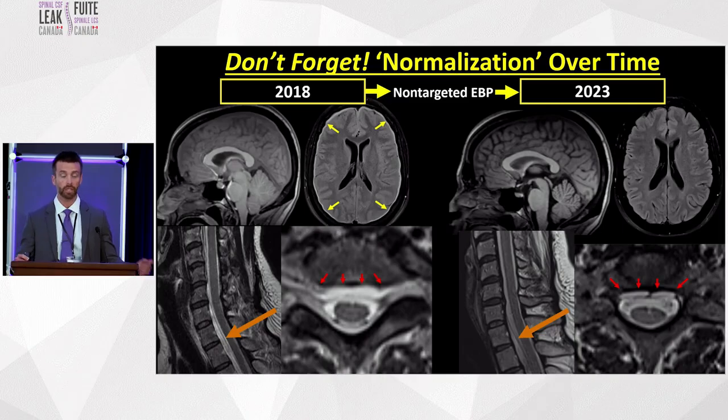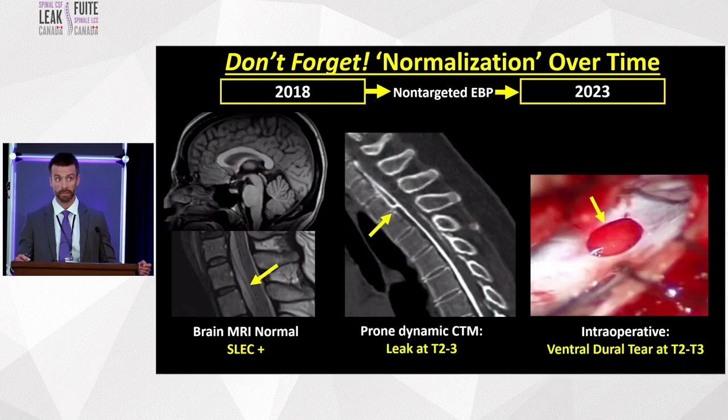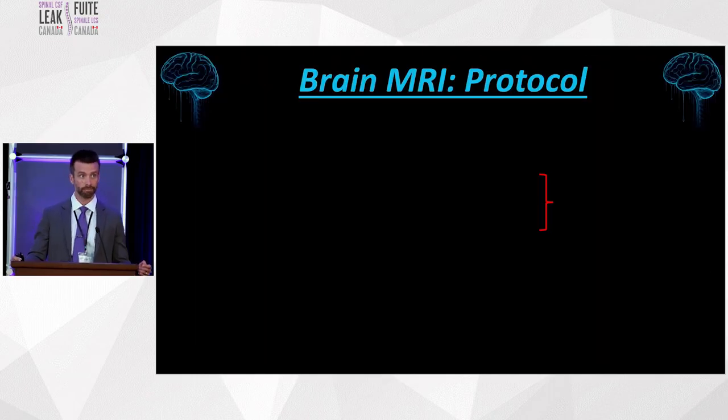She's still symptomatic, and she still has an epidural fluid collection. So over time, these findings will normalize. If you have access to early imaging at the onset of symptoms, get it if you can, because it's more likely that you will see it as positive. Here's her leak. She had this ventral dural tear at T2-3.